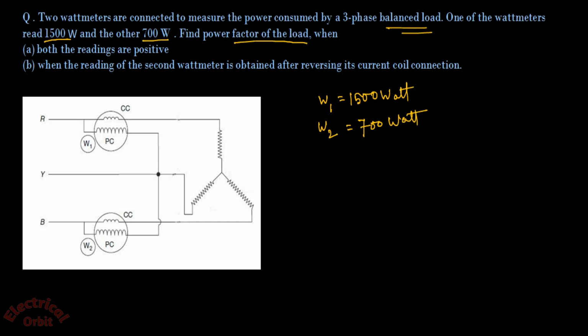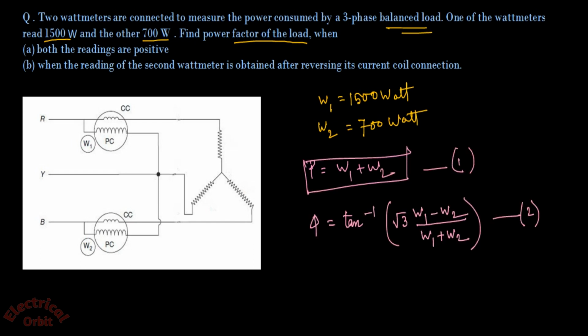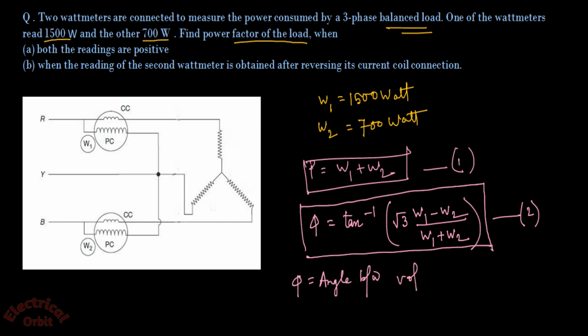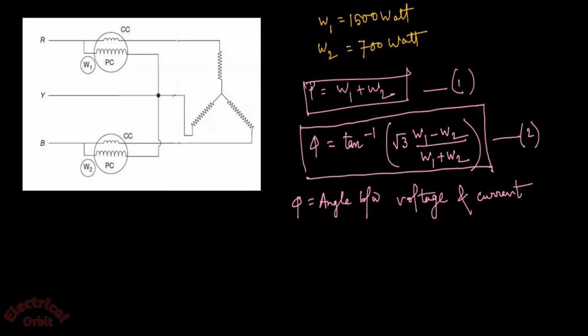Okay, to solving this kind of problem, we have to deal with two different type of formulas. One is total power that we have learned earlier, equal to W1 plus W2, first formula. Next is phi is equal to tan inverse root 3 into (W1 minus W2) by (W1 plus W2). Now what is phi? Phi is the angle between voltage and current, or you can say the power factor angle.